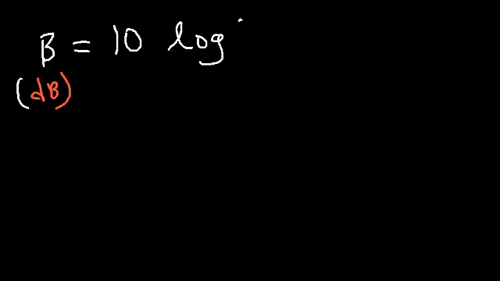Now the next thing we need to talk about that is related to intensity is intensity level. The sound intensity level is measured in units of decibel. Here's the equation. B, which is measured in decibel, which has the unit dB, is equal to 10 times log I divided by I naught.